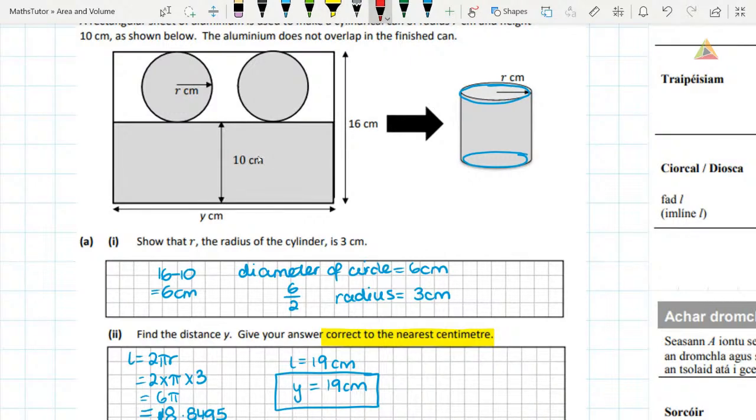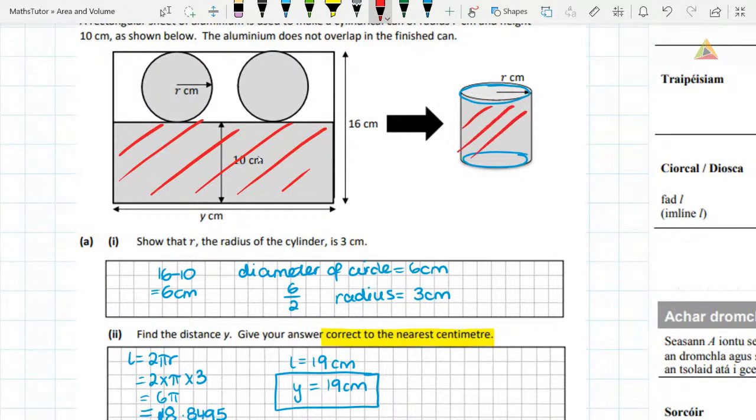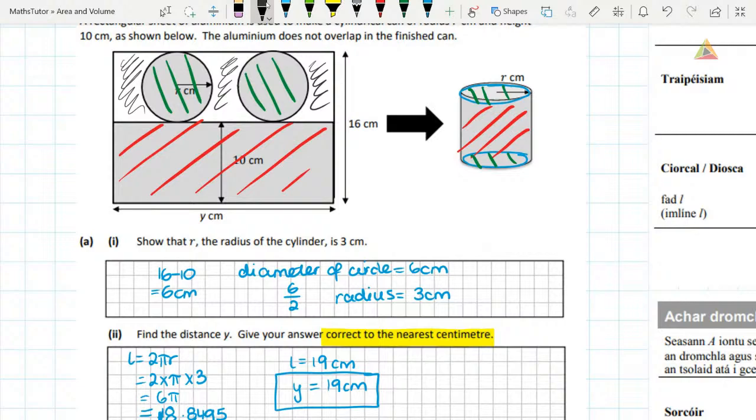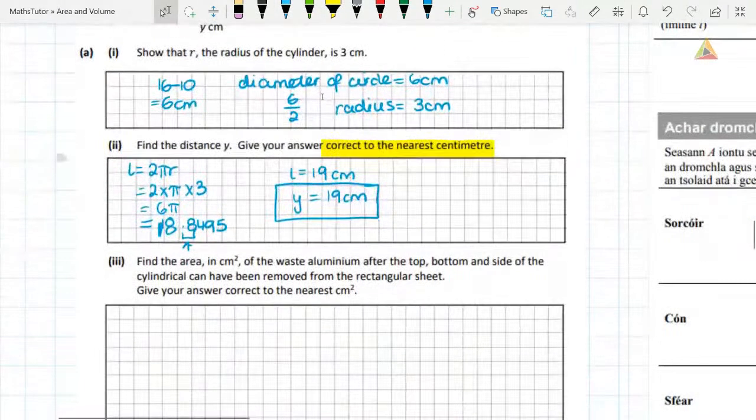So we have 3 different things that are going to make up our cylinder. We have this rectangular piece down here, which is going to be the body of our cylinder over here. And we have 2 circles, which are going to be the top and bottom of our cylinder over here. So we want to work out the area of all of those, and then we're going to work out the area of the total shape, and to find the waste is the piece that's not used to make up our cylinder. So that's going to be this piece here around the circles at the top, and we'll find that by subtraction. So we have a few things that we need to do in this question.